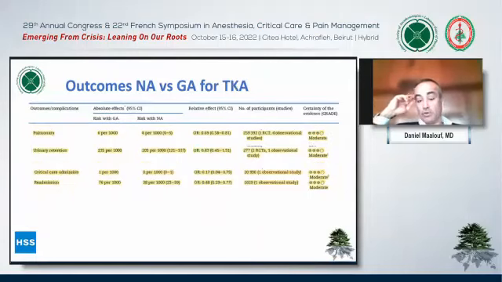And then for the total knee population, there were very similar results. The pulmonary complication rate was lower in the neuraxial block group. The urinary retention was lower, and then readmission rates were lower in the neuraxial group.